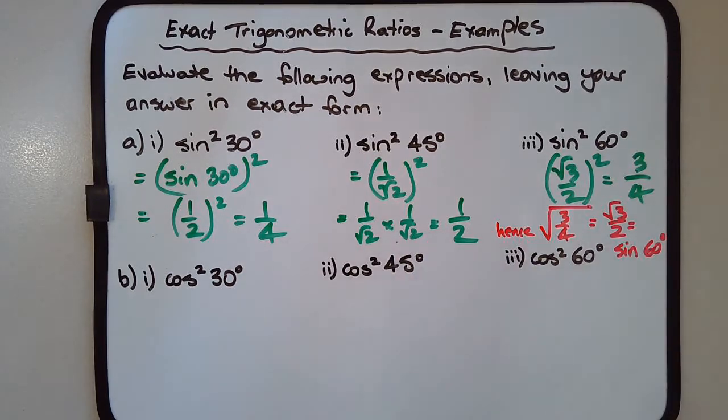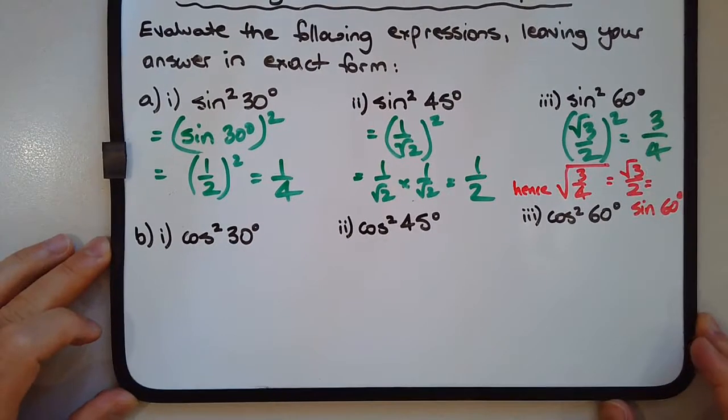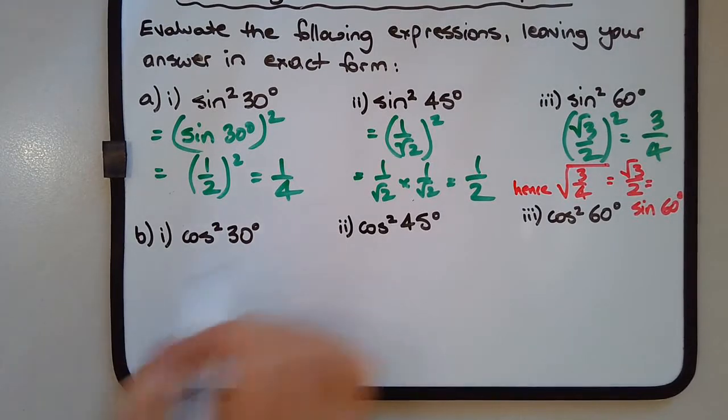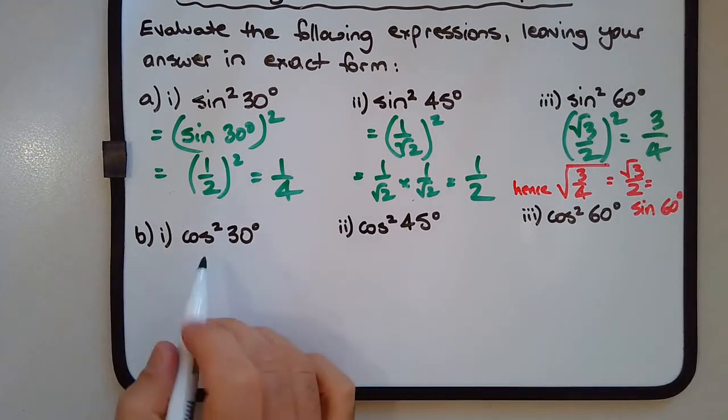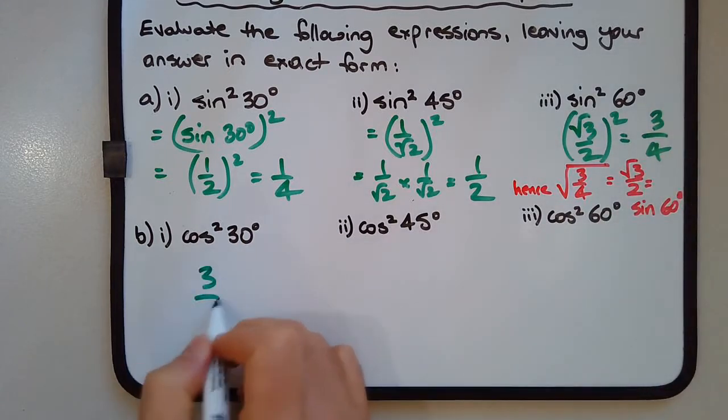If you ever forget what the exact ratios are, you can always come up with them. All right, now let's breeze through the next few. Cos squared of 30, well, that's the same as sine squared of 60, isn't it? So I'd expect 3/4 here.